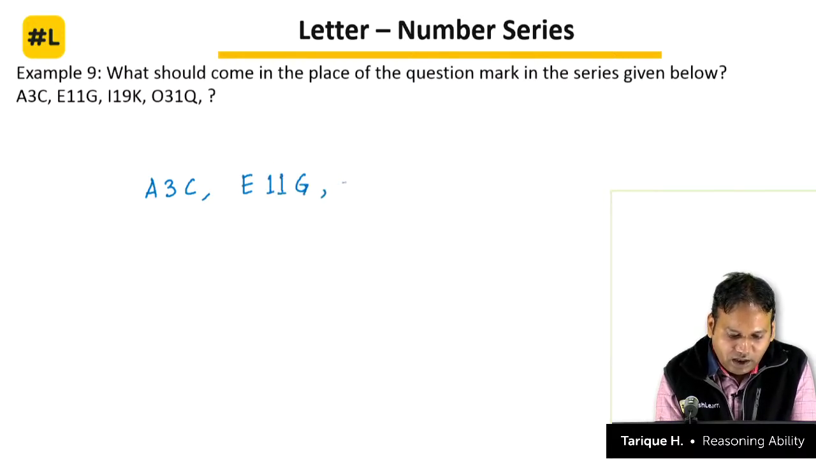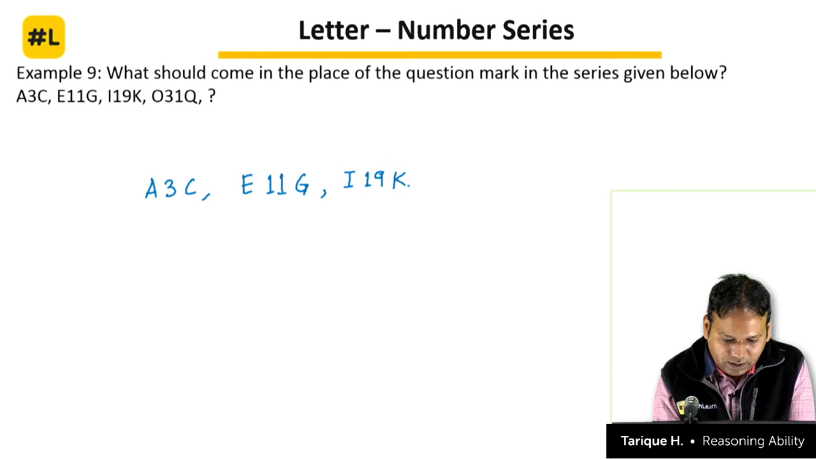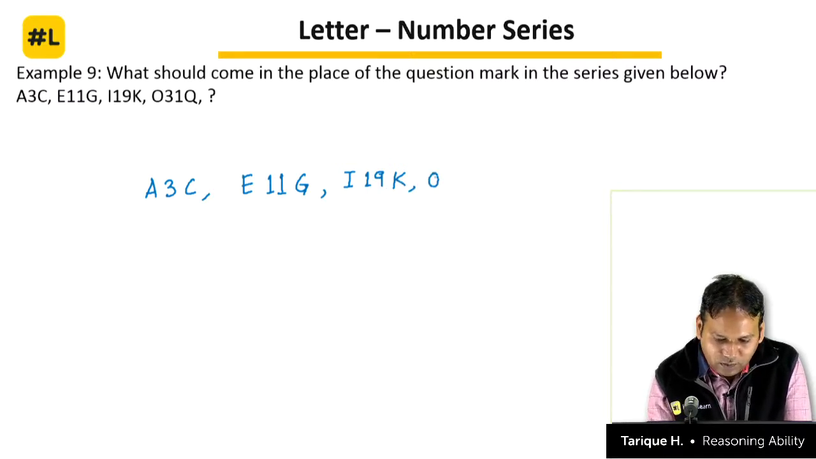and then we have I19K, and then we have O31Q, and then what comes here?